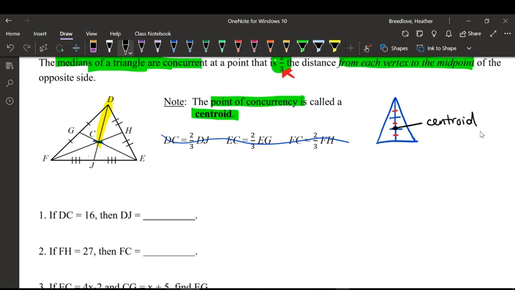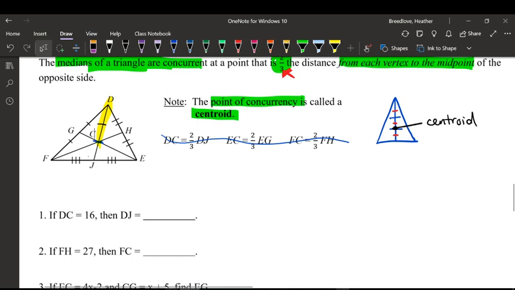So there's 2 sections of the median closer to the angle. There's 1 section of the median closer to the side. So there's 2 sections up here and there's 1 section down here. So over here in the triangle from D to C, the highlighted yellow part, there's 2 sections there. So I'm just going to mark it as 2 sections, 1, 2. So this whole median now is in 3 pieces, 1, 2, 3.